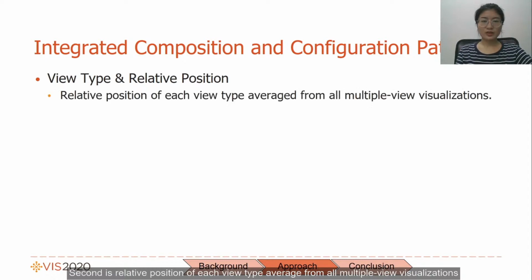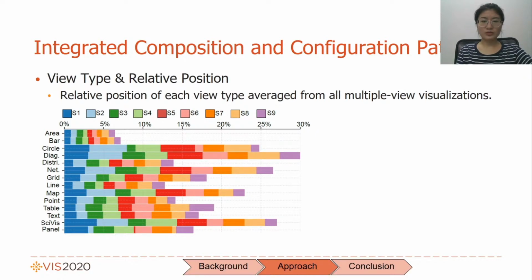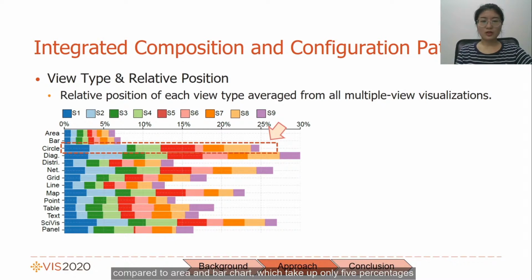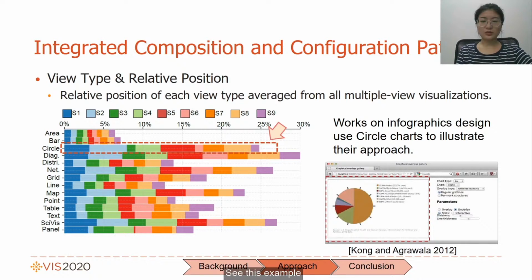Second is relative position of each view type averaged from all multiple view visualizations. We are surprised to find that circle occupies much bigger space of about 25% compared to L and bar, which take up only 5%. From investigating, we can find that work on infographics design use circle chart to illustrate their approach. See this example.